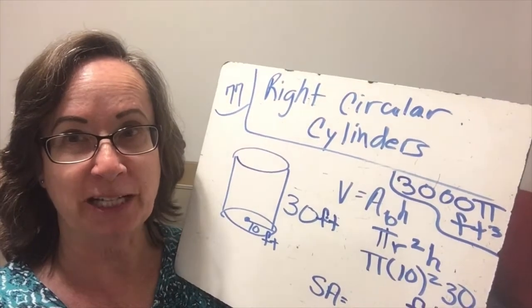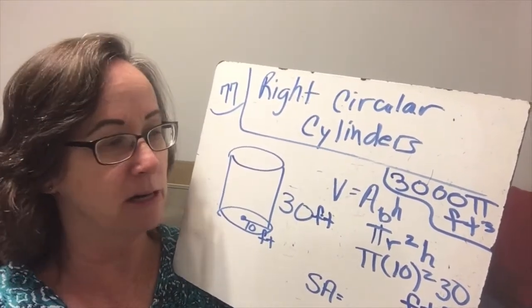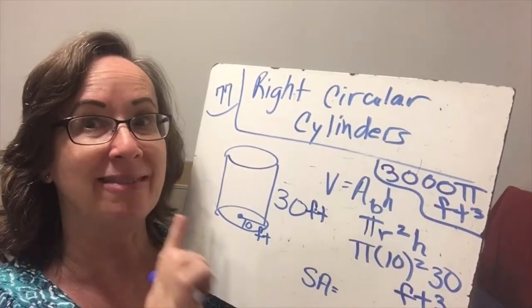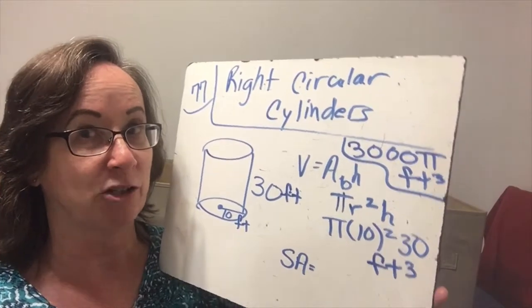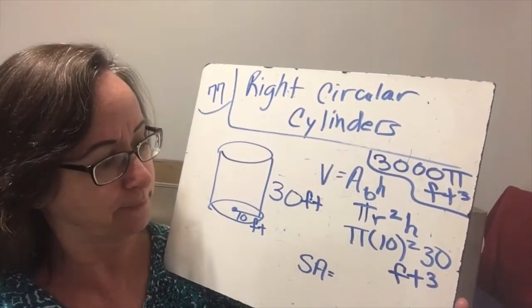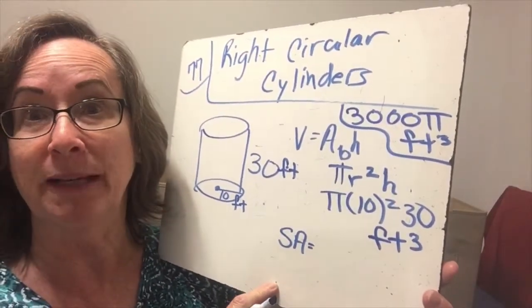Depending on what your teacher wants you to do, your teacher might, this would be smart, teach you how to do it the exact way and then tell you to put the pi in there to approximate a more useful answer. Now we're going to do surface area of the same figure and then we'll be done.